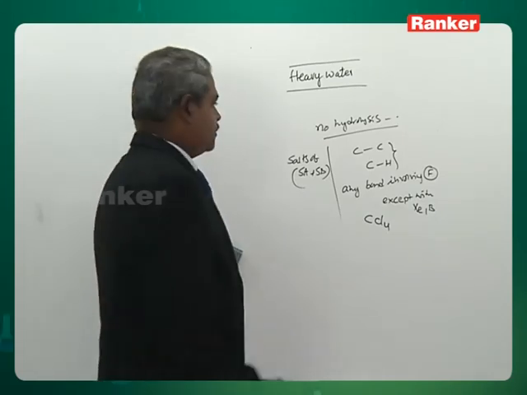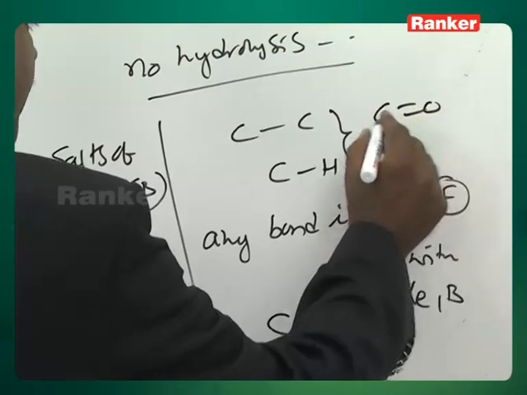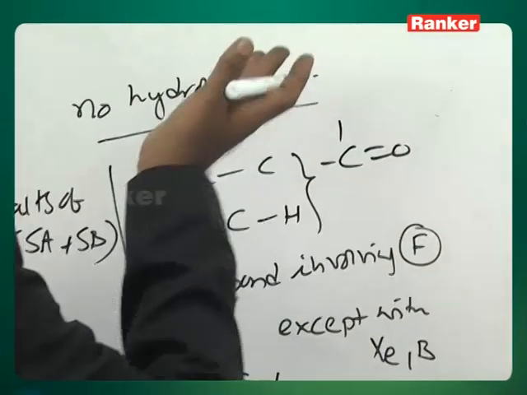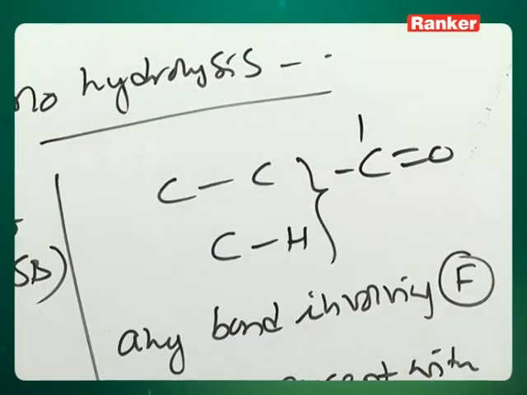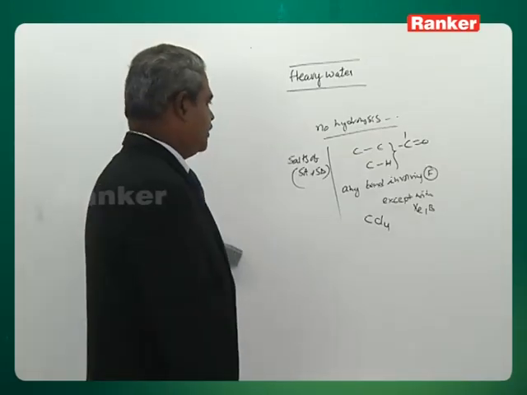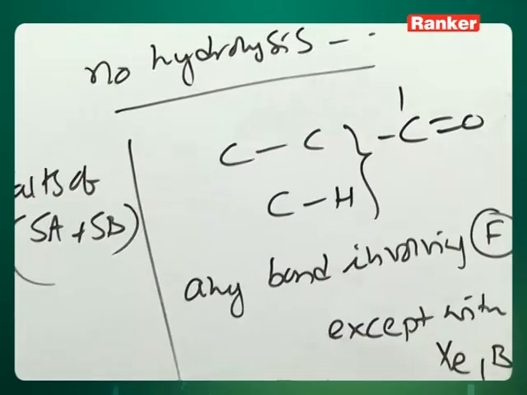C double bond O, don't try to break C double bond O because you will once again get the same. Even if you break C double bond O, you will get C double bond O only. That is all about hydrogen and its compounds.